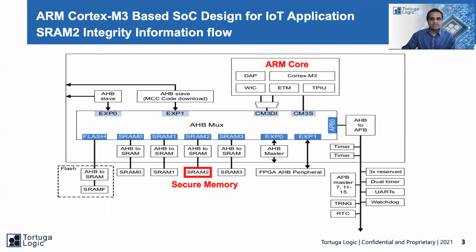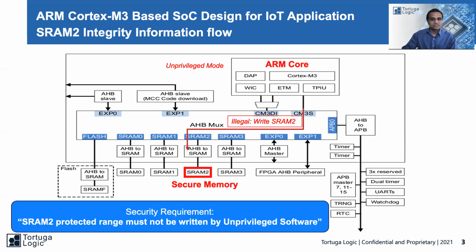Let us now look at the SoC design used for this demo. An ARM M3 core is connected to several peripherals and SRAMs via the AHB MUX and AHB to APB bridge. Access to the SRAM2 is as follows. In privileged mode, the ARM core can read and write to the SRAM2. In unprivileged mode, the ARM core must not be allowed to write to the SRAM2. This becomes a security requirement that the SRAM2 protected range must not be written by unprivileged software.